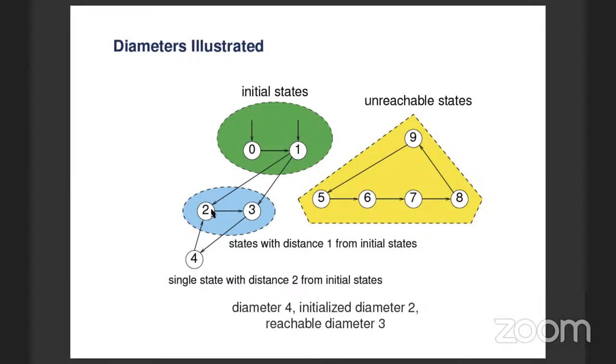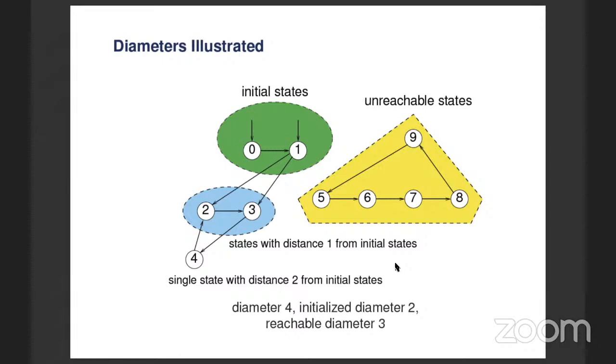From 0 to 4, it will be 0, 1, 1, 2, 3. Exactly correct. Okay, and that's the shortest path between 0 and 4. Since 4 is also reachable by a shorter path from 1, that's why the initial diameter is 2. Okay, and the diameter is from any two states, whether they're reachable or not, and that is 4.